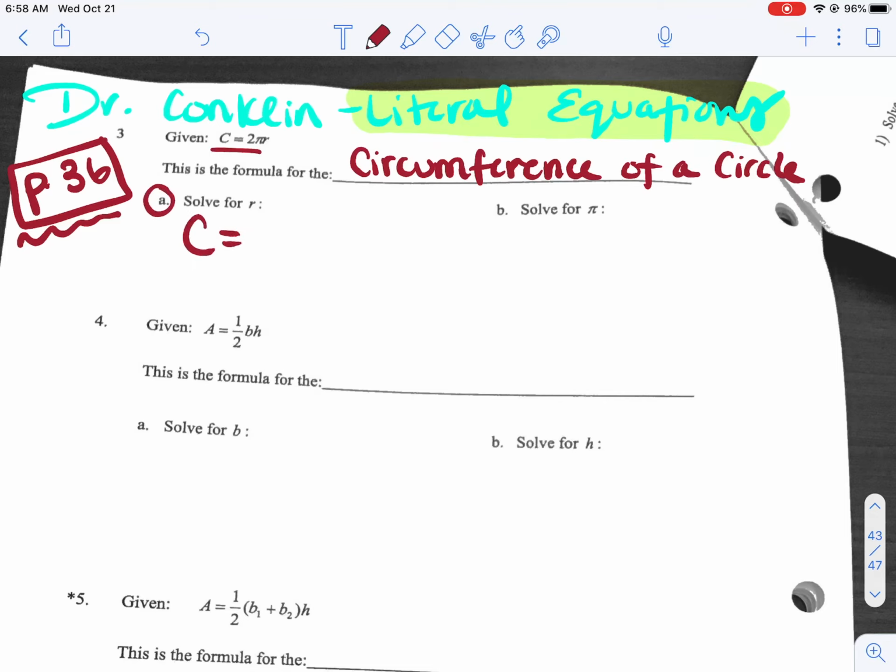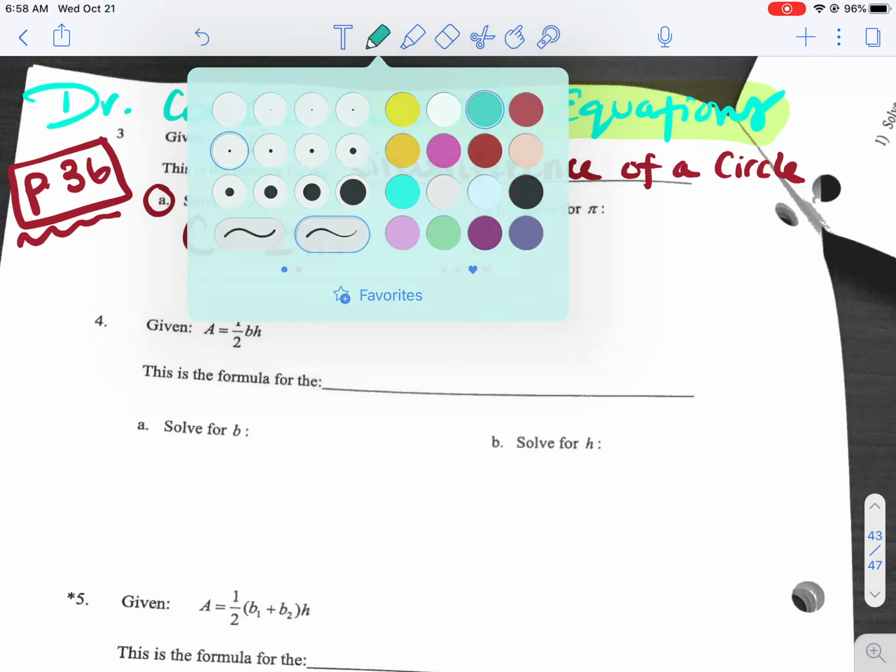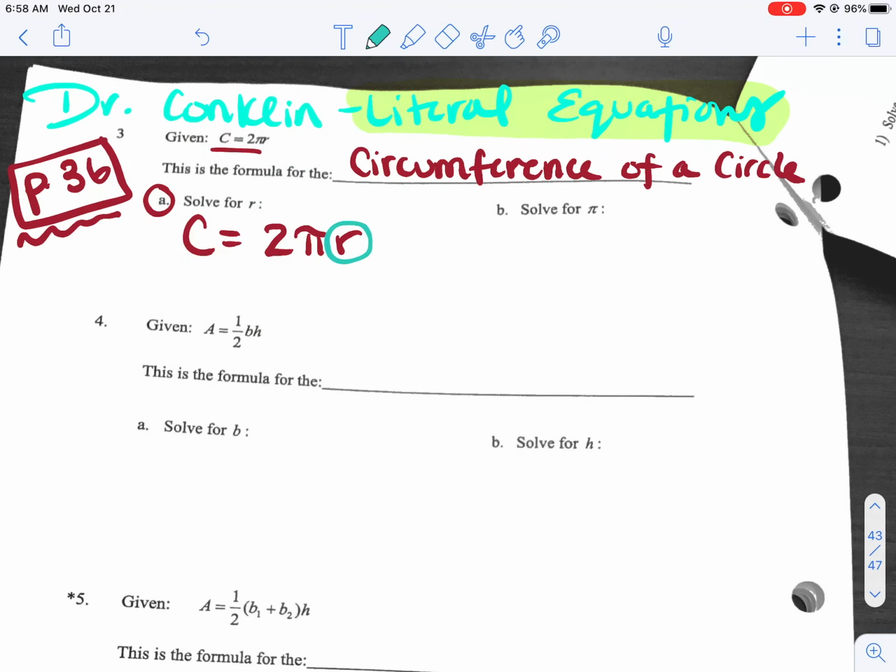So let's write c equals 2 pi r. This can be a little bit confusing, so let's start by circling r. That's what we want to get by itself. Then I'm going to divide this up so that we have two sides, the c and the 2 pi r. In order to get r by itself, we need to get rid of this 2 and this pi. How are these connected to r?